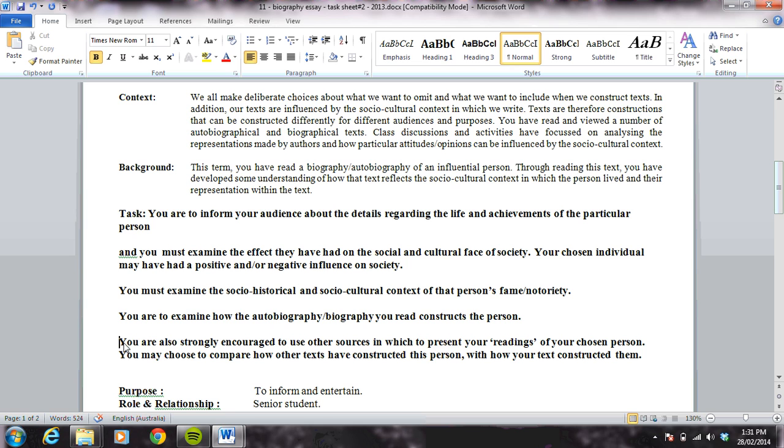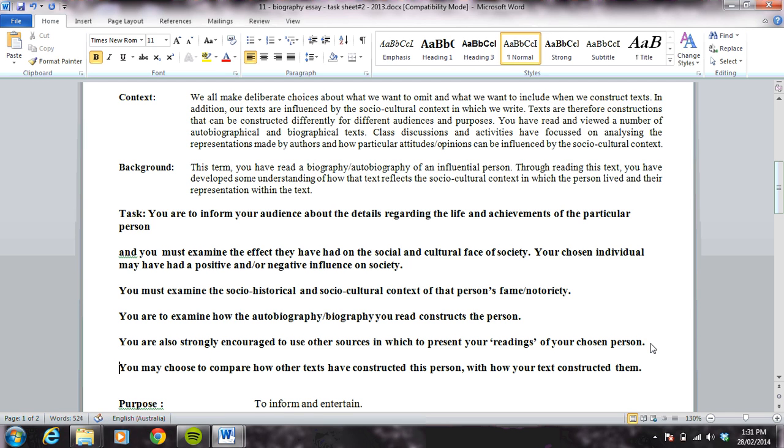For the next aspect, you're strongly encouraged to use other sources in which to present your readings of your chosen person. That means there might be magazine articles, 60 Minutes interviews, another book about that person, and what you're going to talk about is how perhaps it contrasts with the book you read, or if the person we see in the media, in interviews and on magazine front pages, is any different to the person that we see in their autobiography, and if they represent themselves differently.